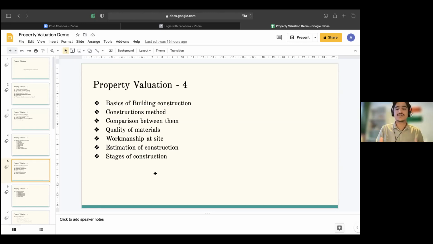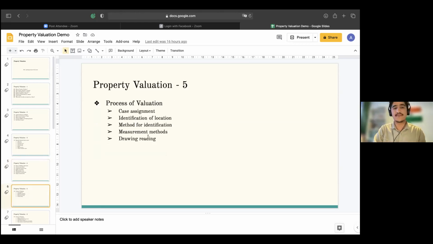And then the stages of construction, so how a construction goes through in a building, or maybe what are the steps, so that I will feed you on particular that day.